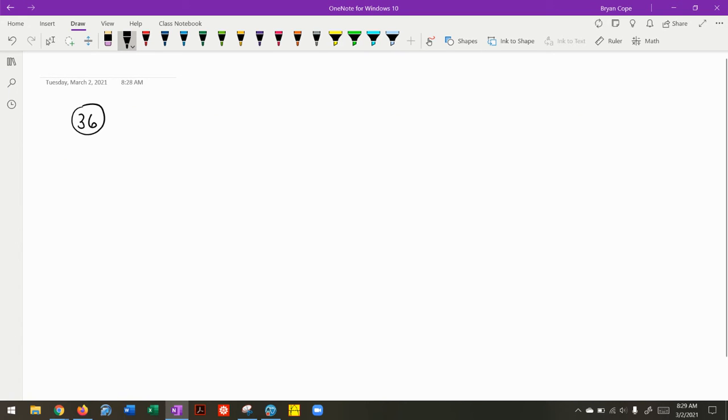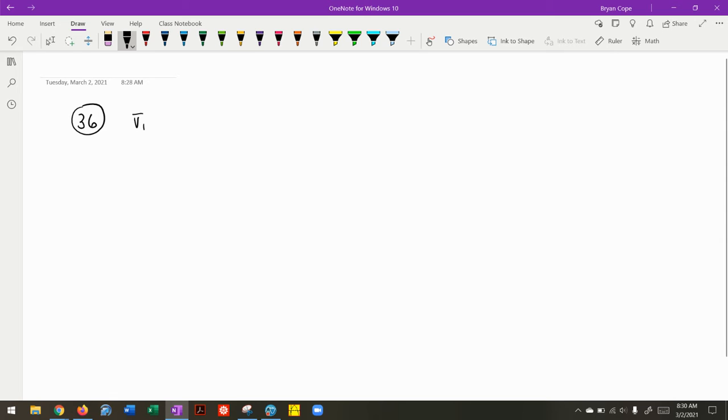So for number 36, the problem states, if V1 to V4 are in R4 and V3 is not a linear combination of V1, V2, and V4, then the set V1 through V4 is linearly independent. So I'm going to provide a counterexample here.